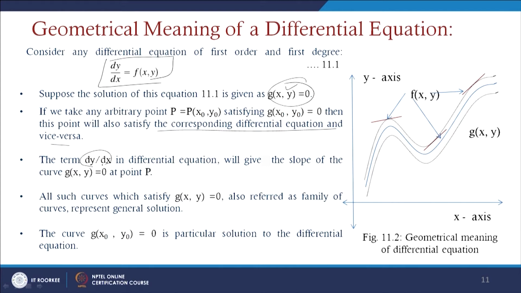And if you see here, the tangents exist at these points. All such curves which satisfy g of x, y equals 0 are referred to as a family of curves representing the general solution. Accordingly, we have shown that a shift can occur according to the constant values, and at each of these points we can have a slope, which is nothing but the representation of the dy by dx term.